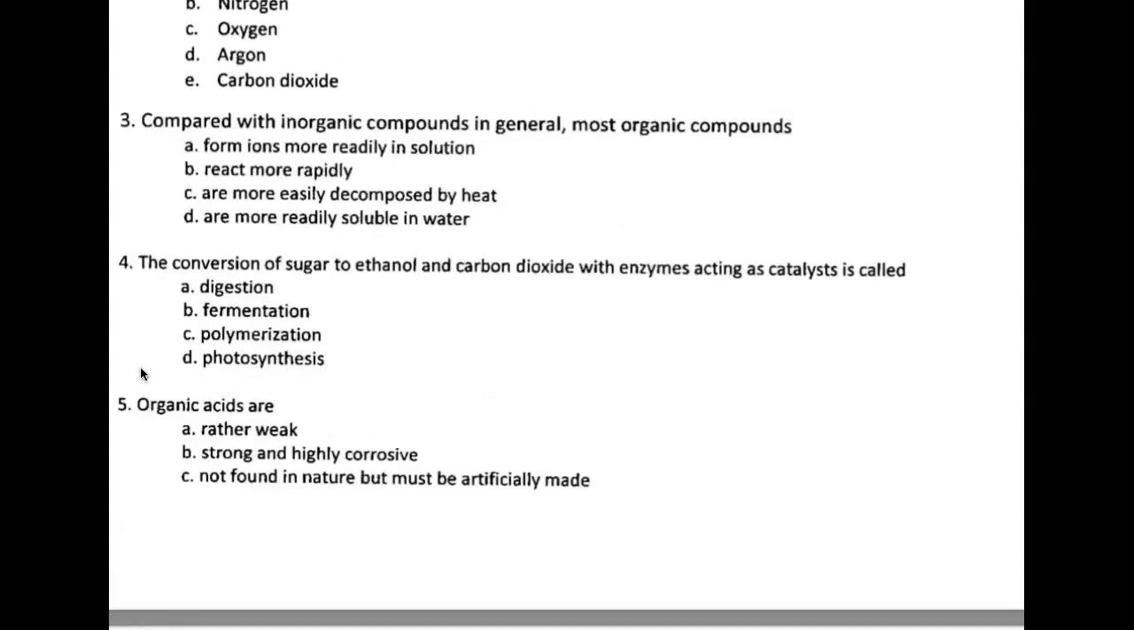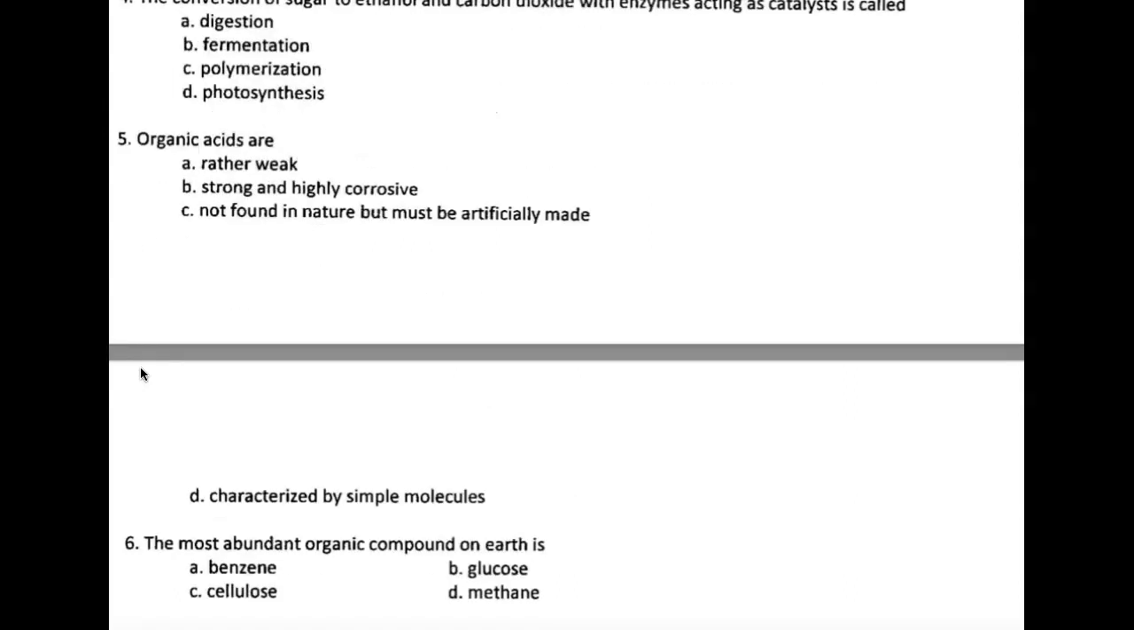Number 3, compared with inorganic compounds in general, most organic compounds are C, more easily decomposed by heat. The conversion of sugar to ethanol and carbon dioxide with enzymes acting as catalysts is called fermentation. So fermentation is this process that we can convert sugar to ethanol and carbon dioxide.